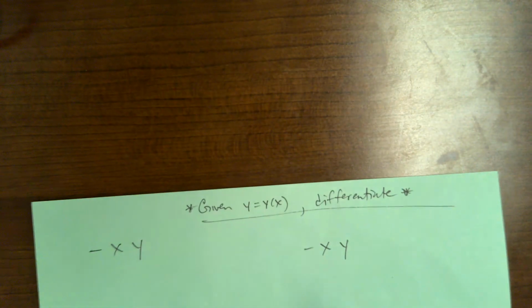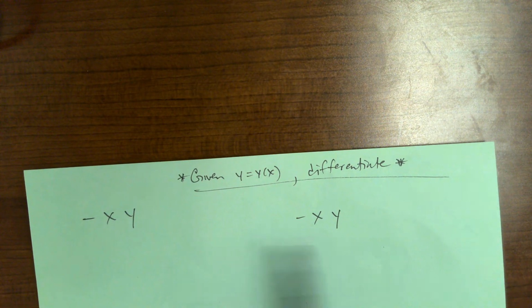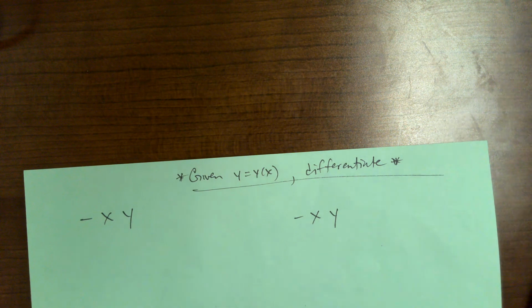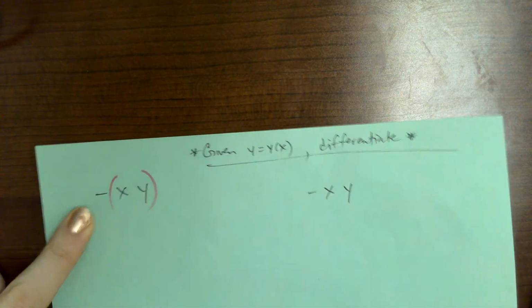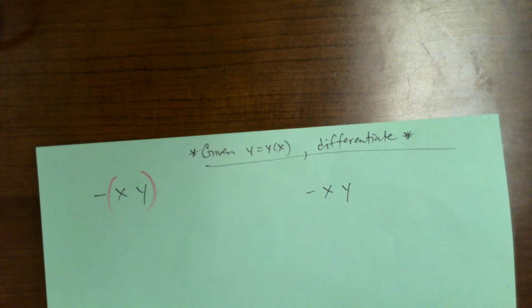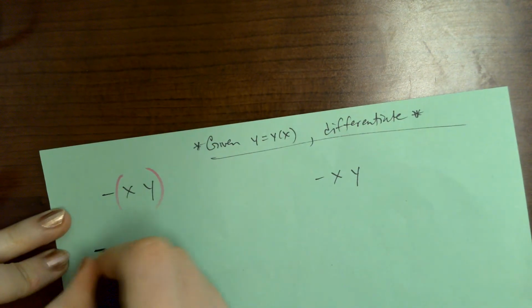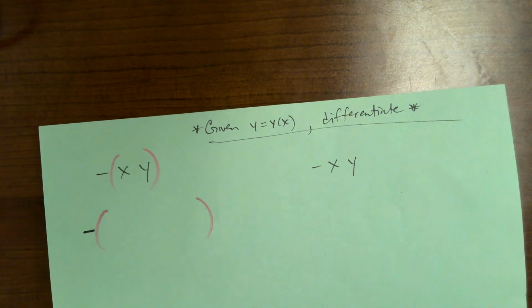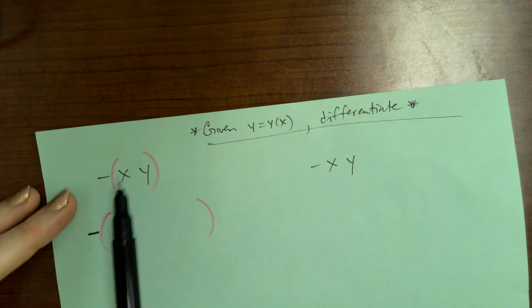So let me just do a little intro here. If we're given that y is equal to y of x, let me just show you real quick. Differentiating this expression, I'll show you two different ways. One way of handling it is to group the x and y together, so you bring down the minus, and then when you do the derivative, you're going to have it inside of parentheses.